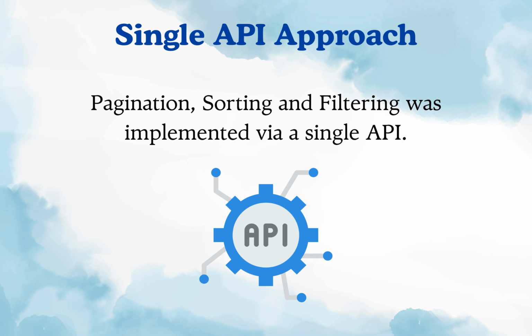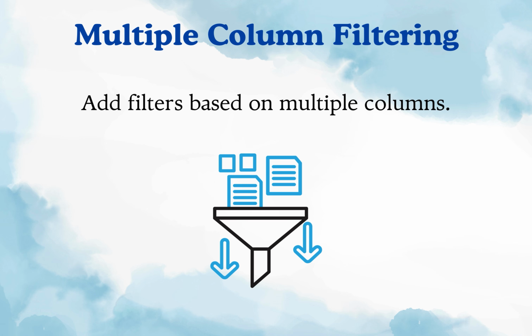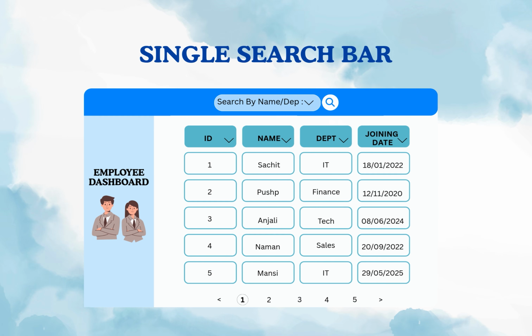Now in this video, we'll take this one step further. We'll add filters based on multiple columns. There are actually two ways we can approach this. First is using a single search bar where the user can type both name as well as department in one bar, in one field, and the API will consider both these columns.